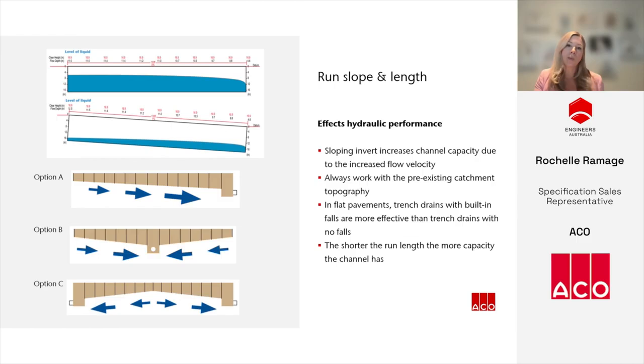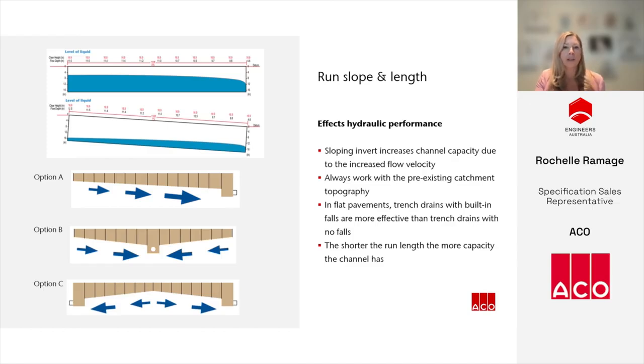When we talk about hydraulic performance, the slope and the length of the channel run play a major role in how effectively a trench drain moves water. A sloping invert increases the velocity of water inside the channel, which means it evacuates faster and increases the overall capacity of the system. Wherever possible, we want to work with the natural topography of the catchment, but in flat pavements, that's not always available. In those situations, a trench drain with built-in falls becomes the only reliable way to achieve positive drainage.